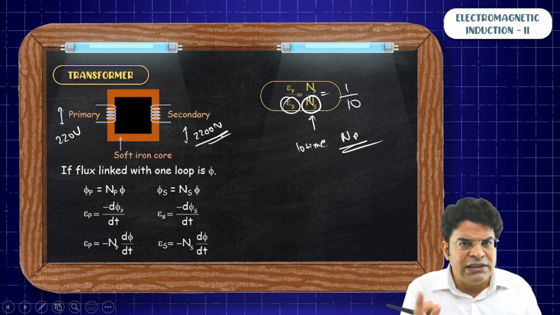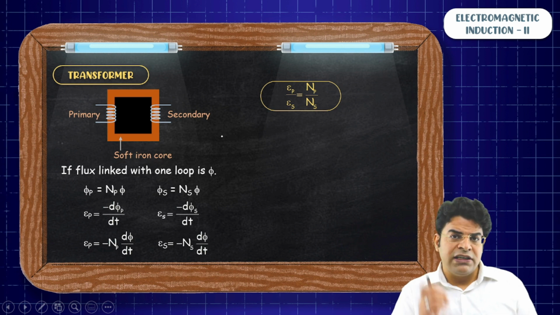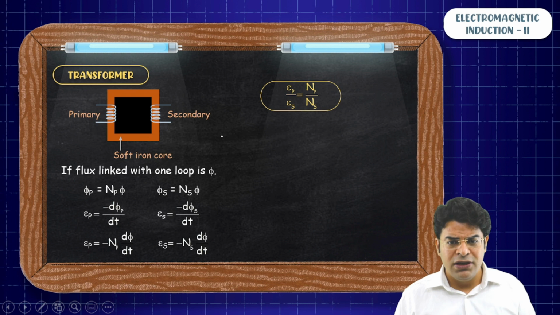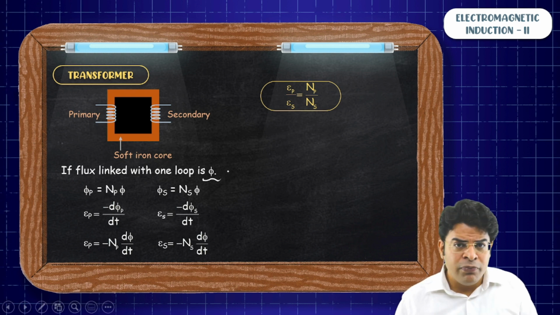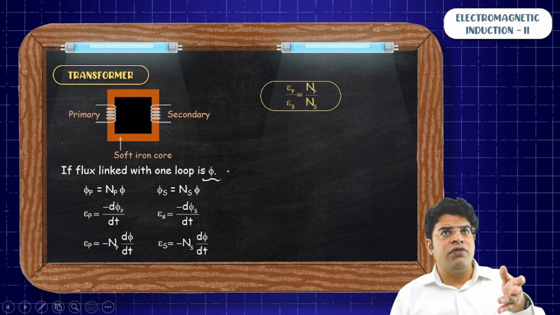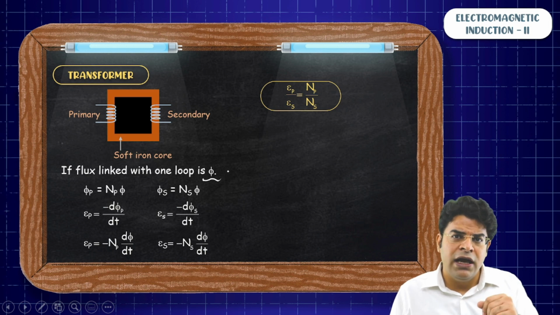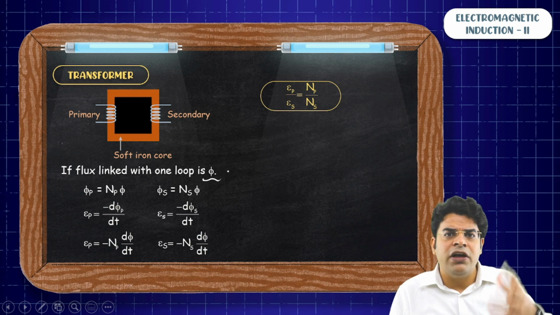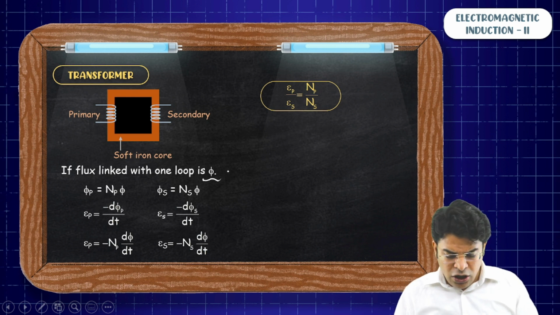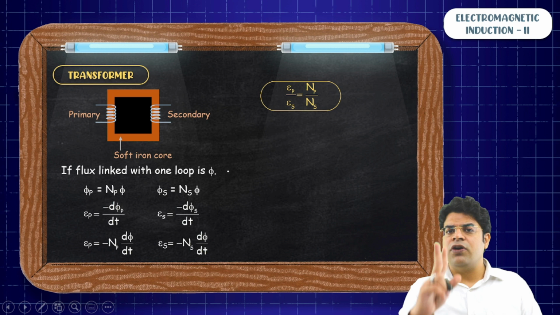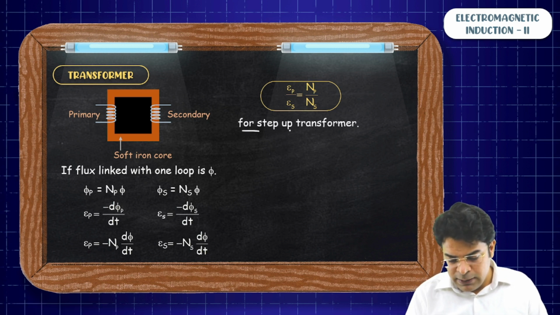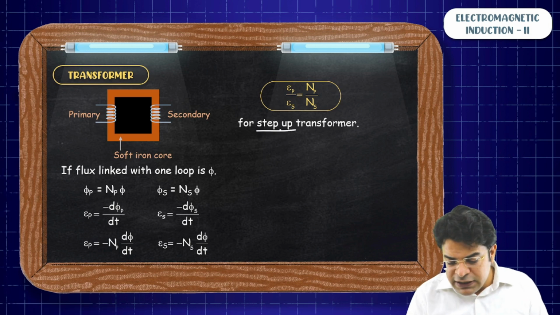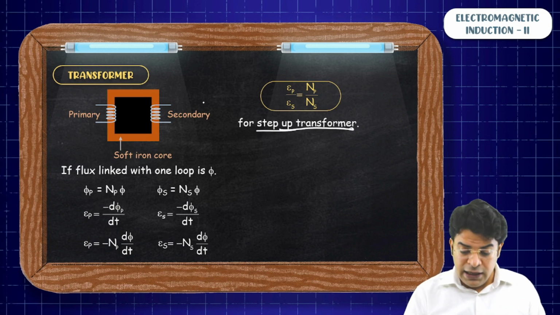This is something easy and you should remember. The side which has got more number of turns will have more EMF. Isn't this obvious? The flux linked with one loop is the same. The side which has got more number of turns will have more flux linked to it, and when the current changes, the flux changes, it will have more EMF linked to it. Now, there are two types of transformers: the step-up transformer and the step-down transformer. The job of a step-up transformer is to increase the potential.